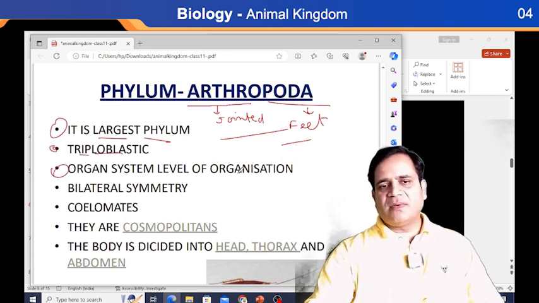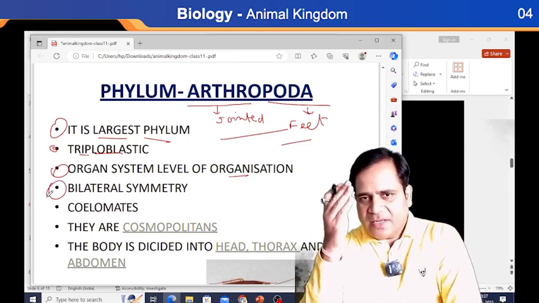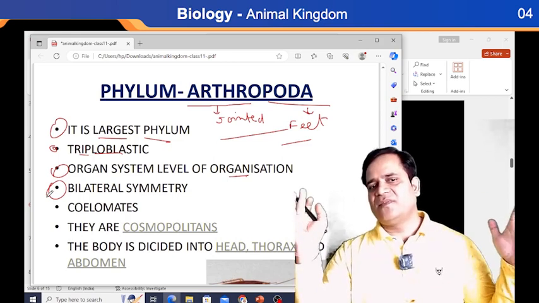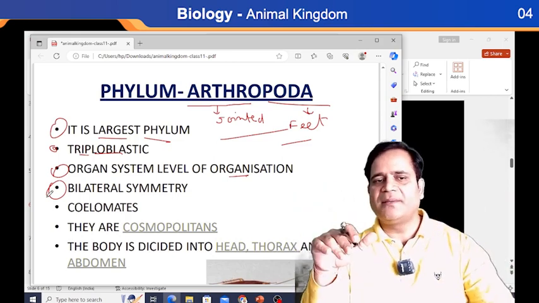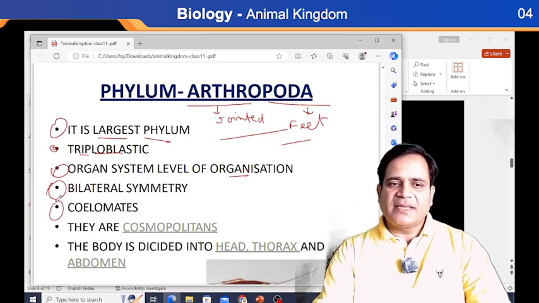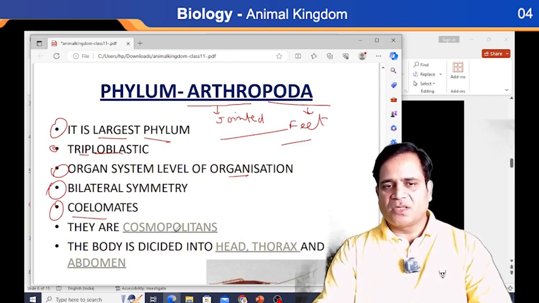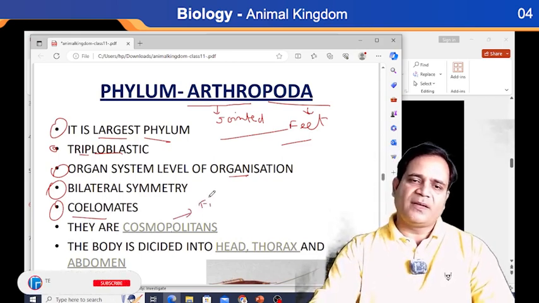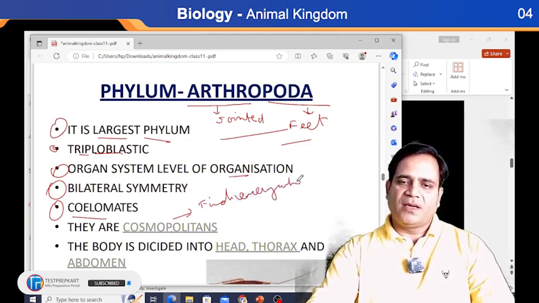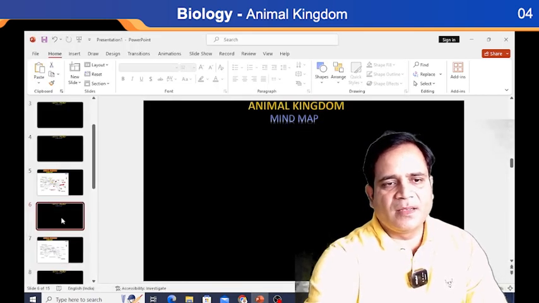And organ system level of organization is here. Bilateral symmetry means what? When we cut from the center, then it divides into 2 equal halves. So if the body is divided into 2 equal halves, then it is known as bilateral symmetrical. Coelomate body is here. Coelomate means what? Body cavity. They are cosmopolitan. Cosmopolitan means what? Found everywhere.